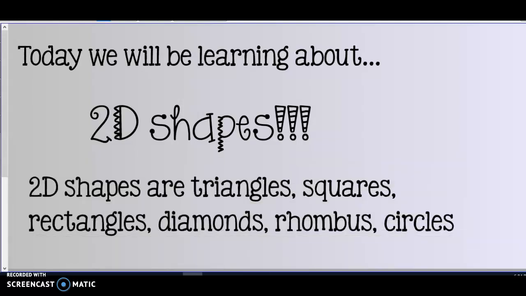So some examples of a 2D shape are triangles, squares, rectangles, diamonds, a rhombus. A rhombus is technically called a diamond, or a diamond is technically called a rhombus, and circles. So a 2D shape is a flat shape. Flat shape meaning that you cannot see all around it. Let's look at some examples of some 2D shapes.